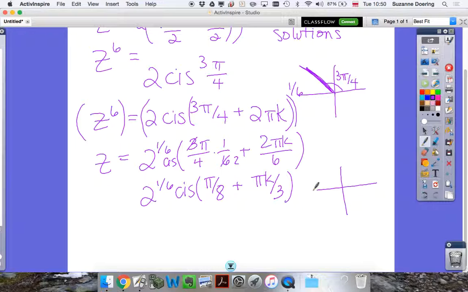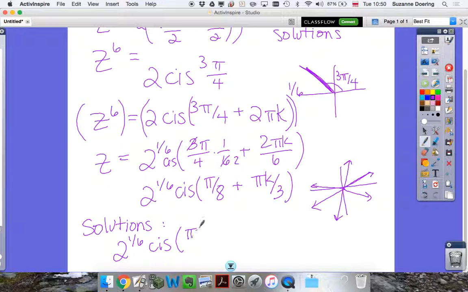Okay, and what this looks like on the coordinate plane is our first solution is at pi over 8, that'd be halfway between pi over 4 and 0. So here's our first solution, and then the rest are going to be evenly spaced around the coordinate plane. And so I'll do a few of the solutions and the same process applies.